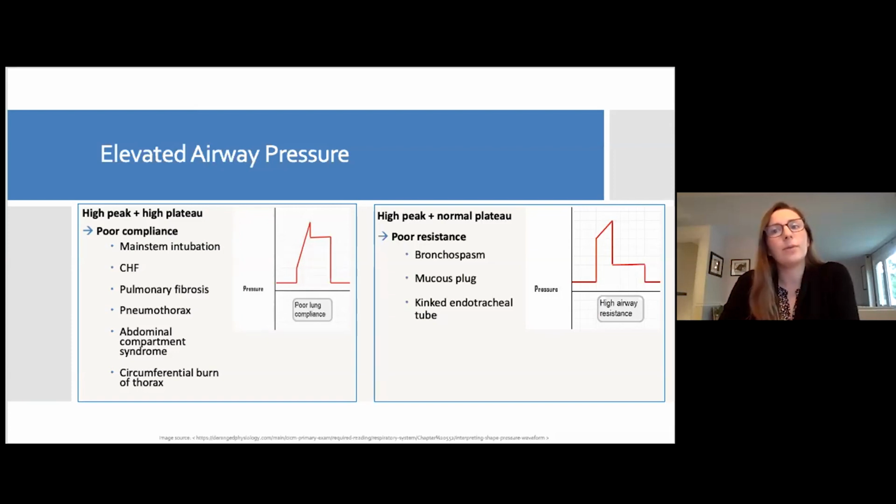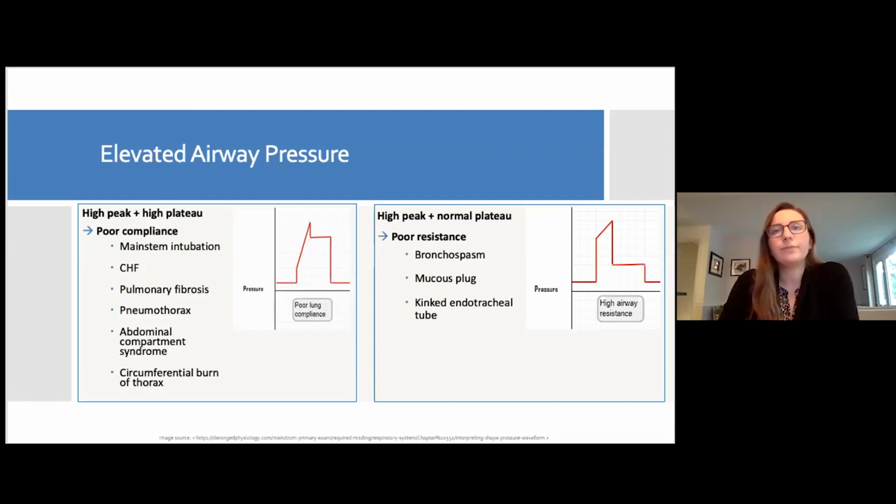This patient, remember, was just transported to the CT scanner. Heart failure, pulmonary fibrosis, pneumothorax, abdominal compartment syndrome, circumferential burns of the thorax. There's a number of different things. This is not an exhaustive list that can cause poor compliance and therefore a high peak pressure and a high plateau pressure.